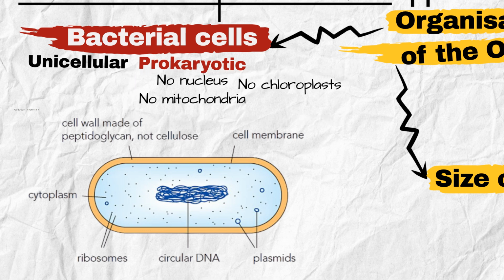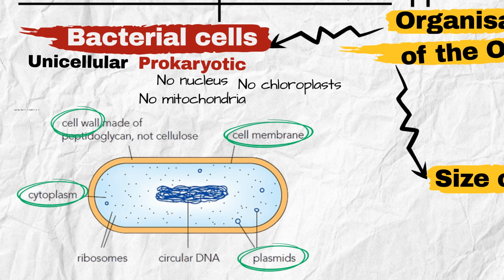So what do they have? They have a cell wall, but not made of cellulose, a cell membrane, cytoplasm, and some bacteria may also have plasmids, a capsule, and a flagellum.